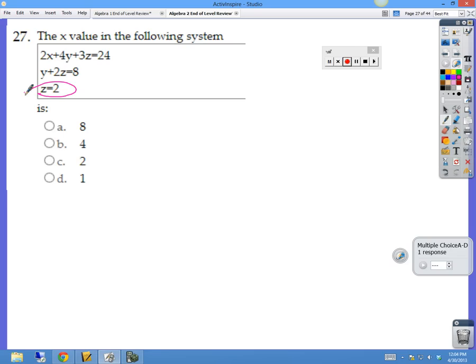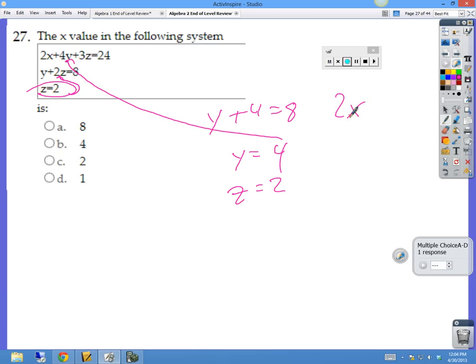So, y is what? Sweet. So if you plug that in, then you should have y plus 4 equals 8. So y does have to be 4. Now if you know y is 4 and z is 2, you're going to have to plug them in right at the top. So 2 times something plus 16 plus 6 equals 24.